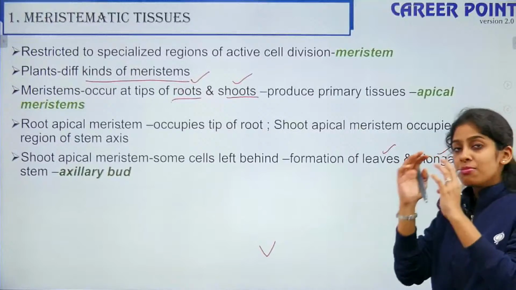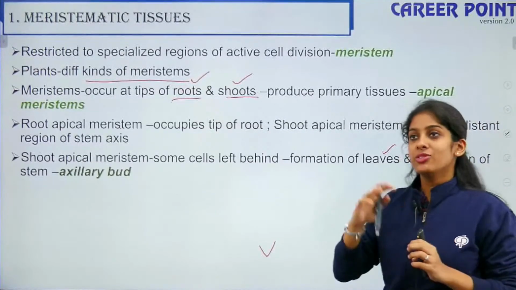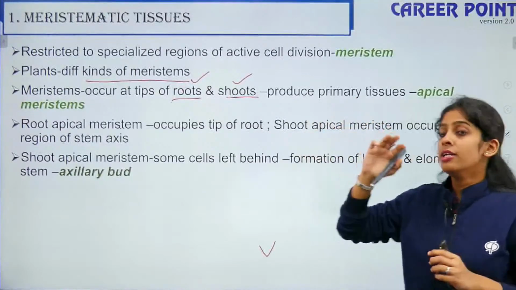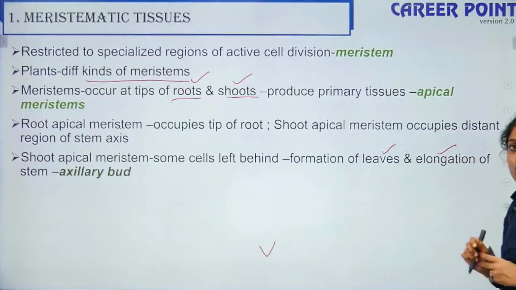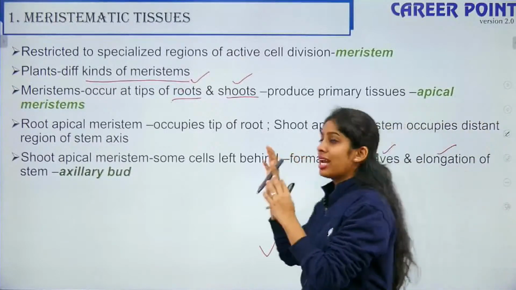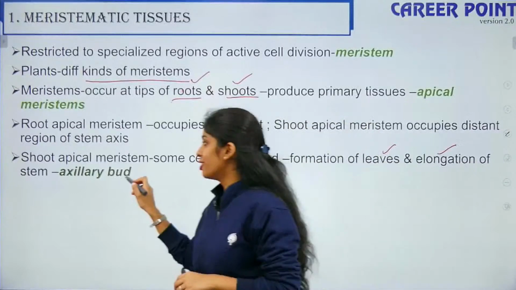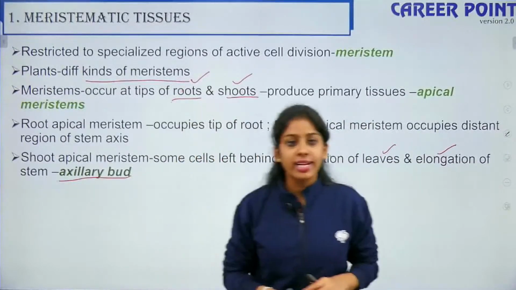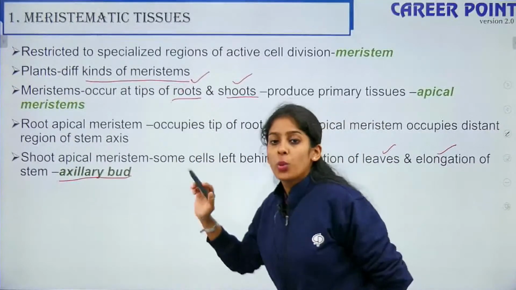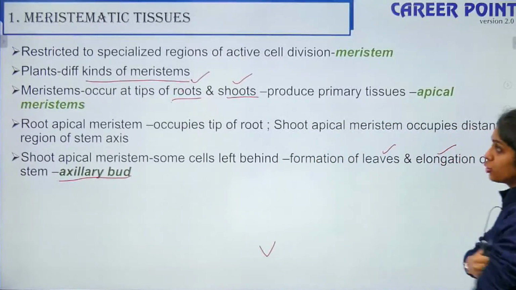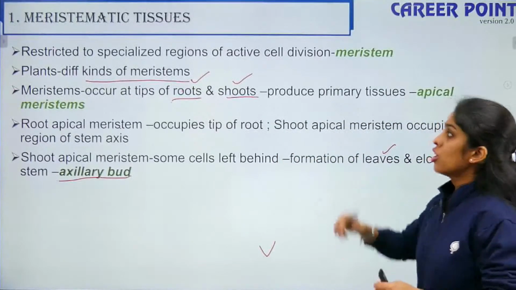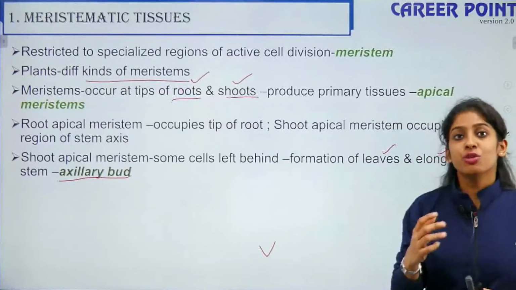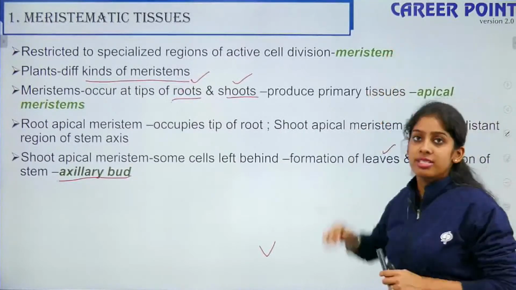Okay, so some cells of the shoot apical meristem are involved in the development and formation of leaves. There are some cells which are left behind, and they develop into axillary buds. Alright, so once again we are talking about meristematic tissue. So what are meristematic tissues? Restricted to specialized regions of active cell division, that is your meristematic tissue.